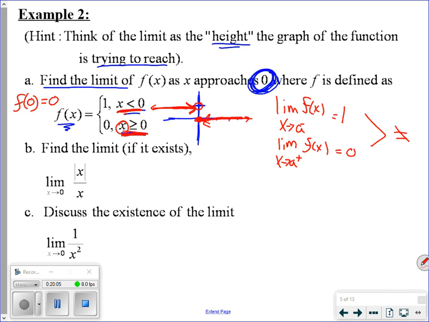The next one's actually a pretty interesting one. Find the limit if it exists. This is the absolute value of x divided by x, and we're trying to find the limit at 0. All right, well, kind of an interesting little problem here. Let's discuss it in terms of absolute value real quick, what that means.